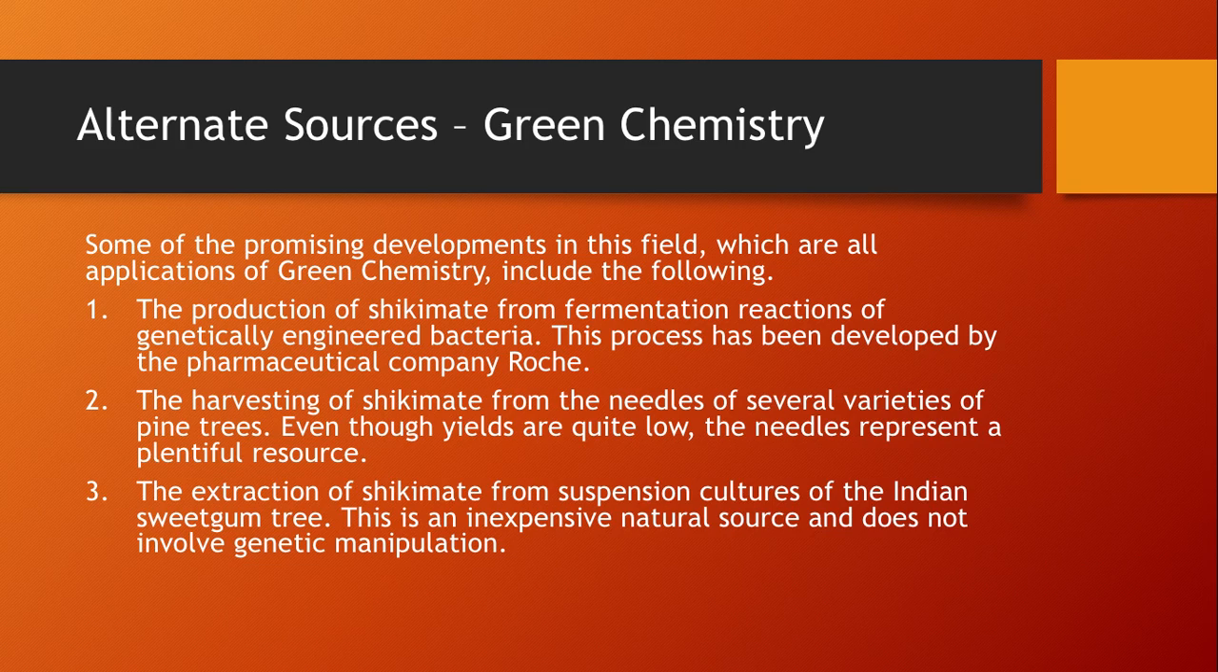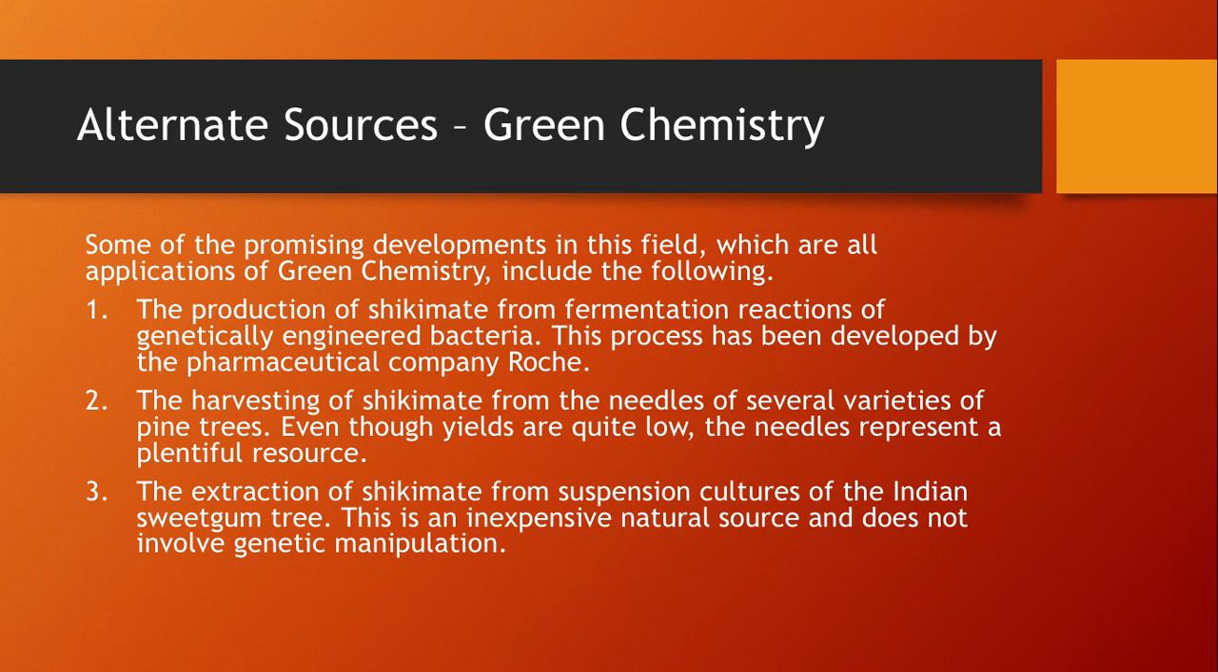Another example is the harvesting of shikimate from the needles of several varieties of pine trees. And even though the yields are quite low, the needles represent a plentiful resource. And a third possible method is the extraction of shikimate from suspension cultures of the Indian sweet gum tree. This is an inexpensive natural source and does not involve genetic manipulation. This is just one example of how green chemistry and more environmentally friendly methods have been beneficial to the drug industry.